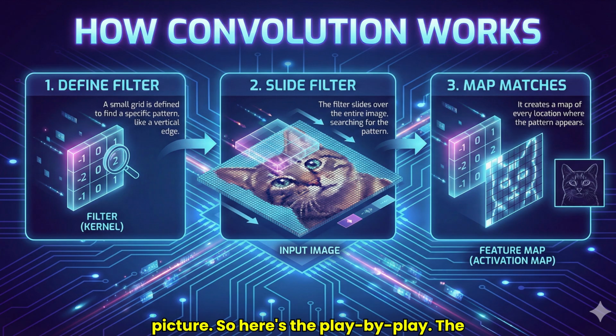So here's the play-by-play. The network uses this little grid called a filter, and that filter is trained to spot just one thing, let's say a vertical line. Then that little filter slides over every single part of the image, from top to bottom, left to right, and every time it finds a match, it makes a mark. The result is a whole new image called a feature map, which is basically a treasure map showing exactly where all the vertical lines are.